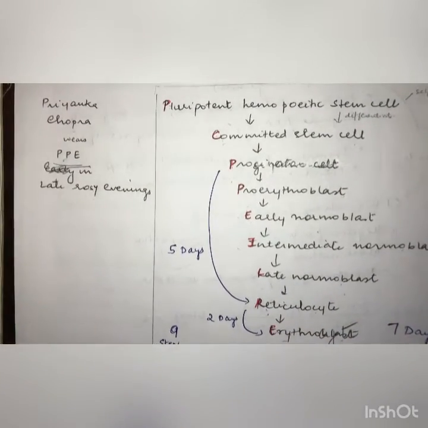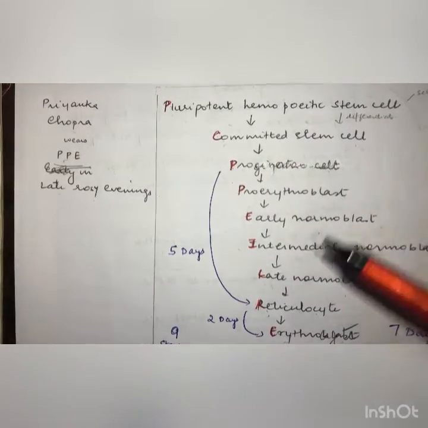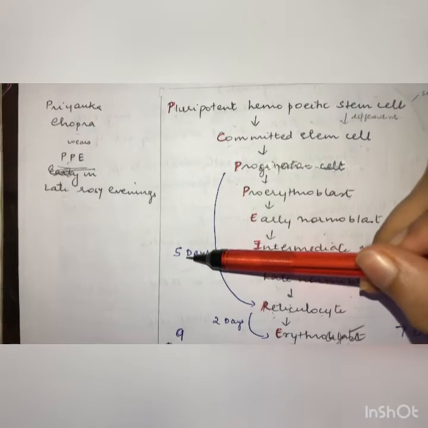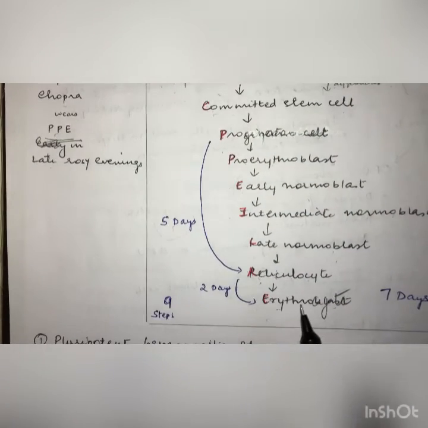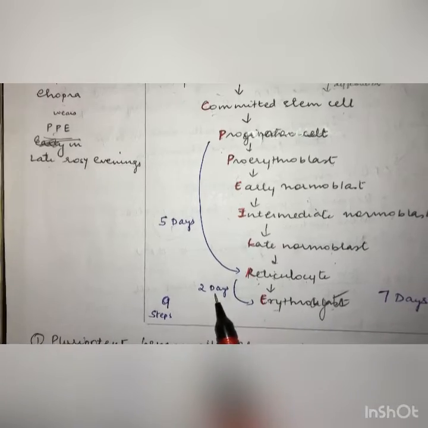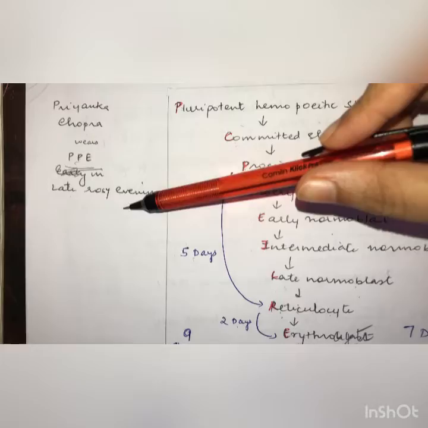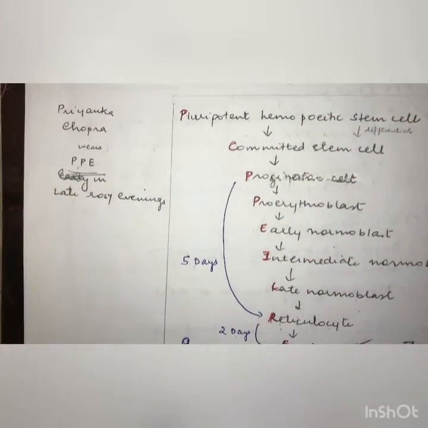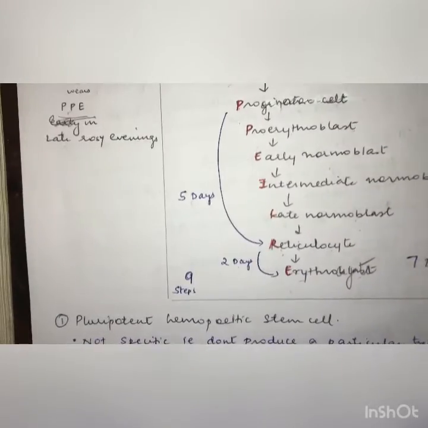Okay, there are a total of 9 steps. From progenitor cell to reticulocyte, it takes 5 days, and from reticulocyte to become a fully mature erythrocyte, it takes 2 days. So a total of 7 days. So this is the mnemonic. These are the steps. I will be explaining this entire thing in the form of diagrams first, so that it becomes easier for you all.